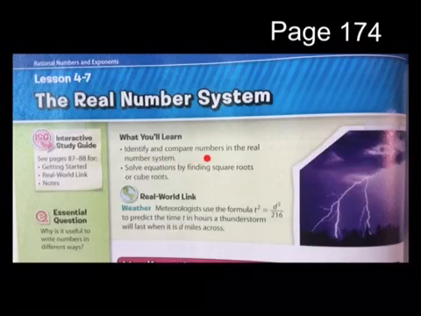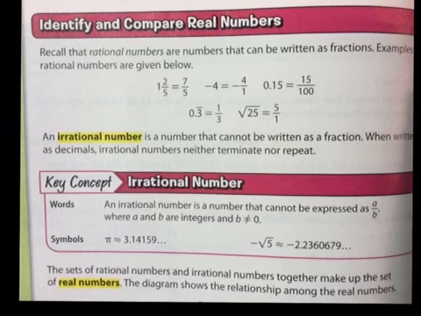Going to identify and compare numbers in the real number system and solve equations by finding square roots or cube roots. Identify and compare real numbers. Now let's recall that rational numbers are numbers that can be written as fractions.